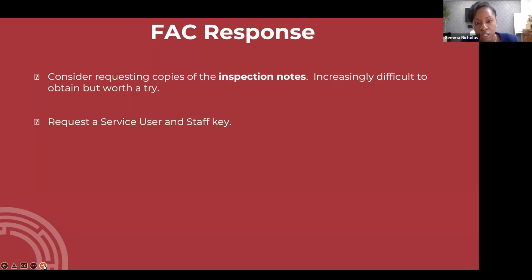Also, request a service user and staff key. These are two different things. The service user key, request that if you have trouble identifying the service users that are referred to in the inspection report. The staff key may be necessary, but we are seeing that the CQC are reluctant to provide this in order to protect staff anonymity. But again, it's worth trying to obtain those.